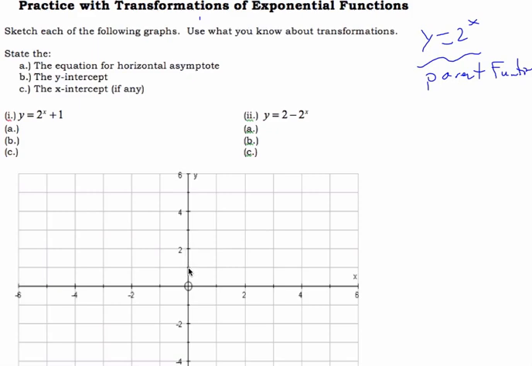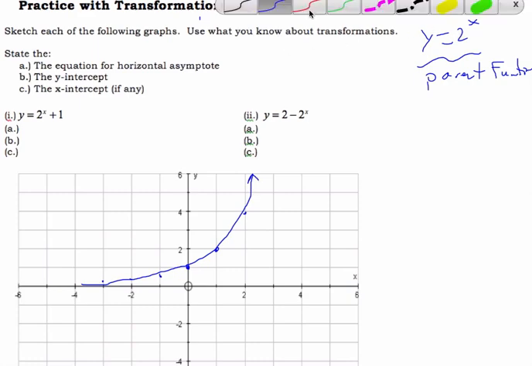It looks like this. The y-intercept is 1 because 2 to the power of 0 is 1, and then you have half over here, a quarter, an eighth, and so on. 2 to the power of 1 is 2, and then we have 4, and then the graph looks like this. Okay, so that's y equals 2 to the power of x.